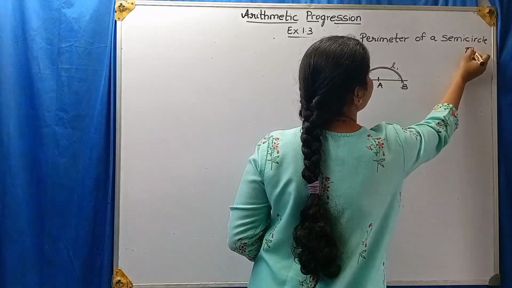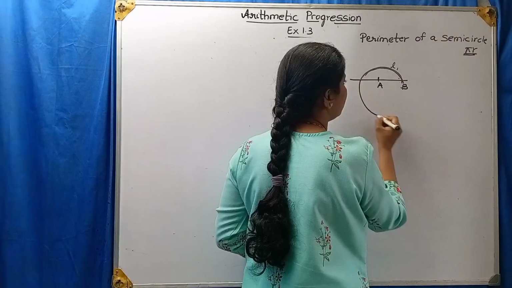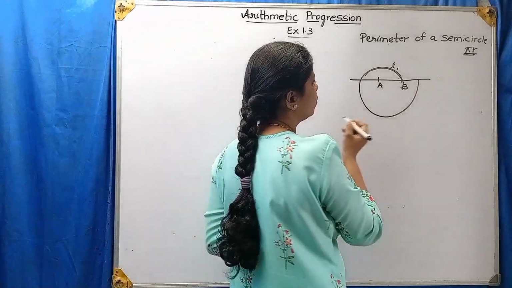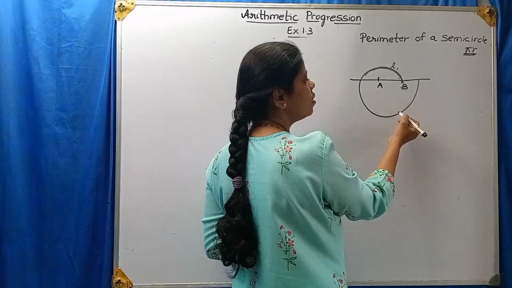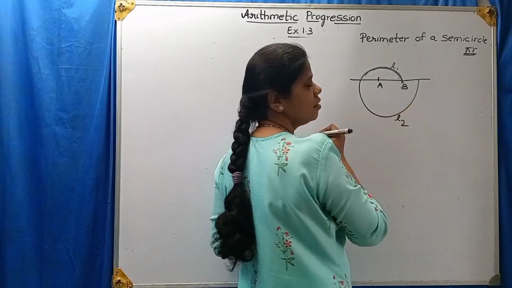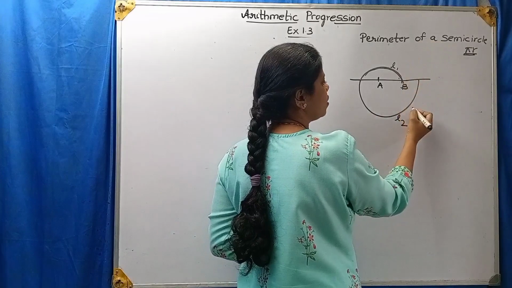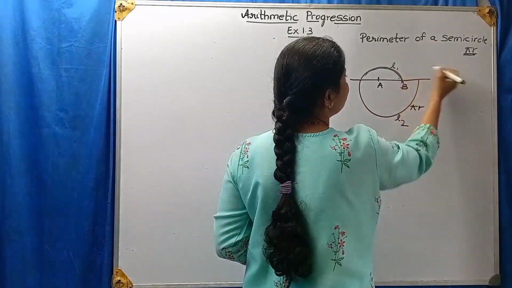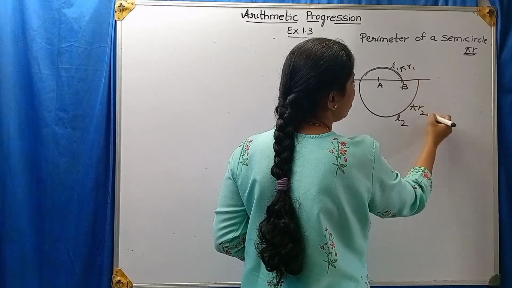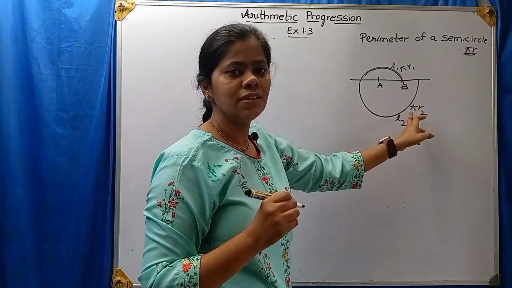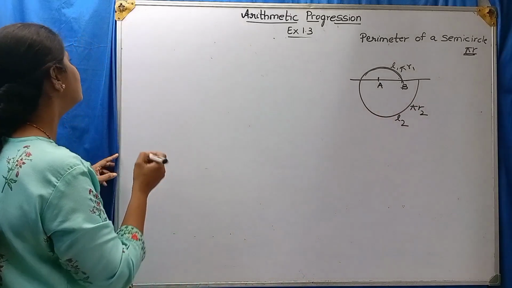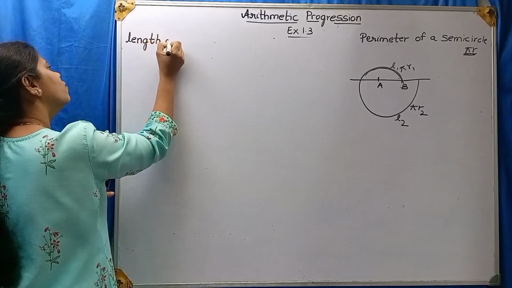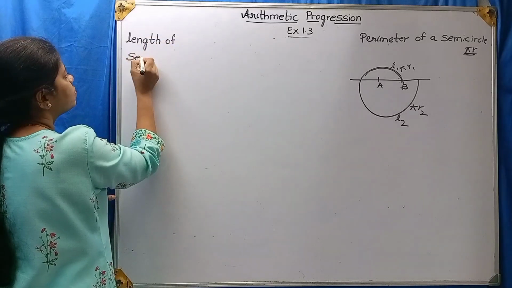It is pi r, right? This is also a semicircle. Then, how to find out the length of this semicircle? That is also the perimeter of a semicircle. That is pi r, right? Here it is pi r1. It is pi r2, because the radius is different. That is the length of semicircles.